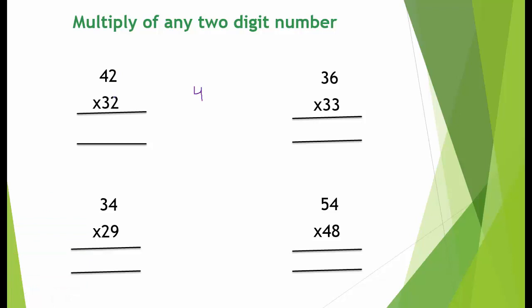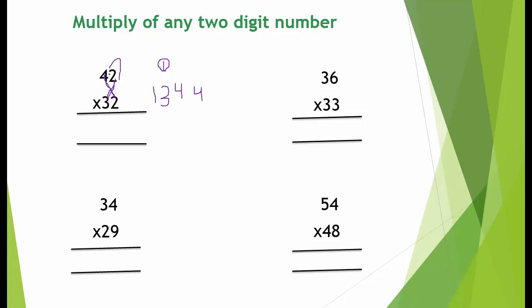Now 2 into 4 is 8 and 3 into 2 is 6. Add these, 8 and 6 is 14. So write 4 and 1 will be in the carry. Now 4 3s are 12 plus 1 is 13. So 1344 will be the answer.